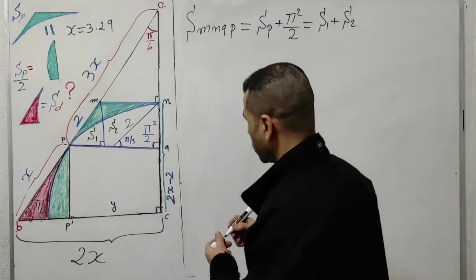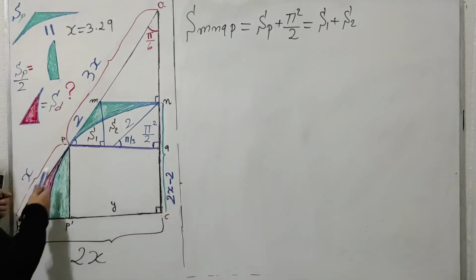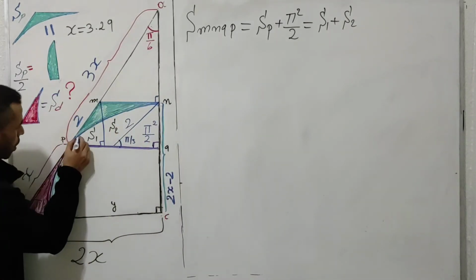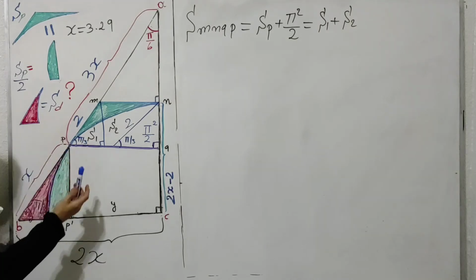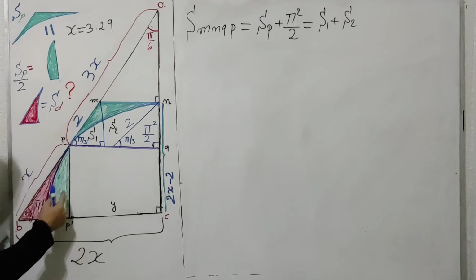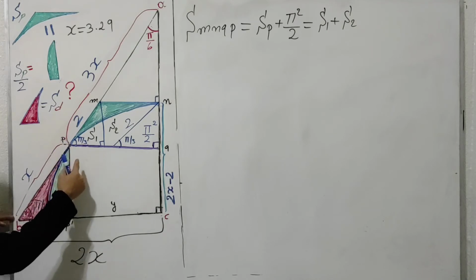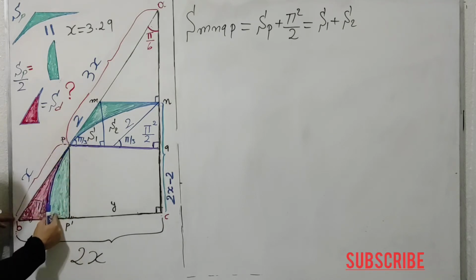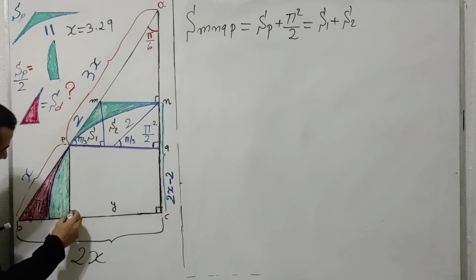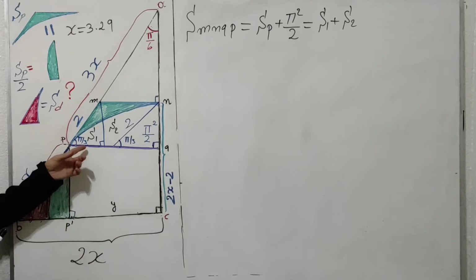First, I'm going to calculate S1. So if you take a look at this small triangle, this angle is pi over 3, because we have the rectangle, this line and this line are parallel, and we already have pi over 3 as an angle of this one. So that means this angle equals this angle. That means this triangle and this triangle are similar. Okay, we're going to apply the basic standard formula for the area of the triangle.